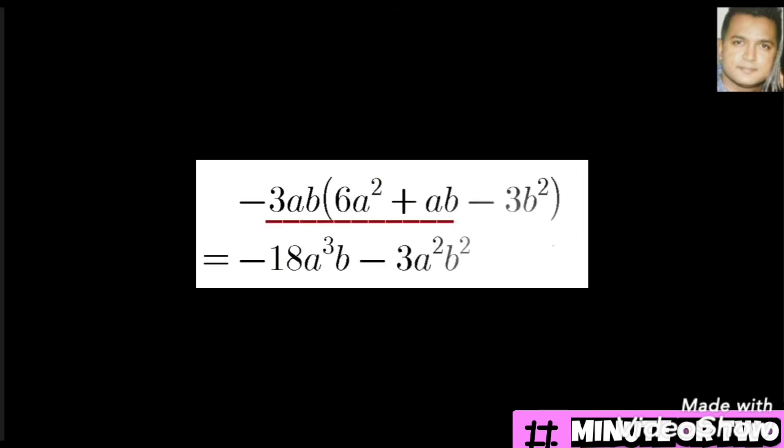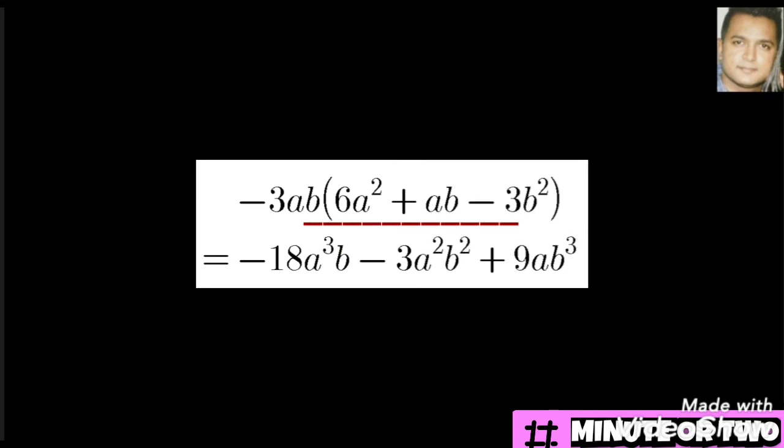Now with the second term, we have to multiply minus 3 times plus 1. Now remember, the center term within the bracket, the plus ab, it means plus 1ab, so we have minus 3 times plus 1, we'll get minus 3 as our first part of the term, and then we get a times a is a squared, and b times b will be b squared.